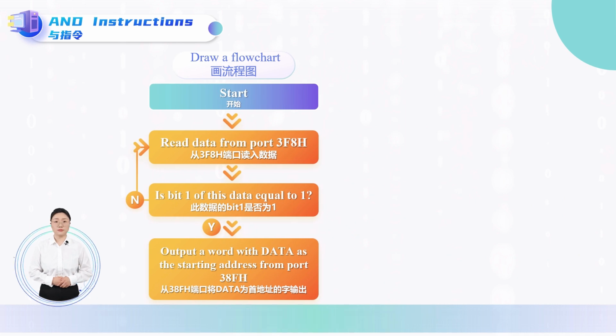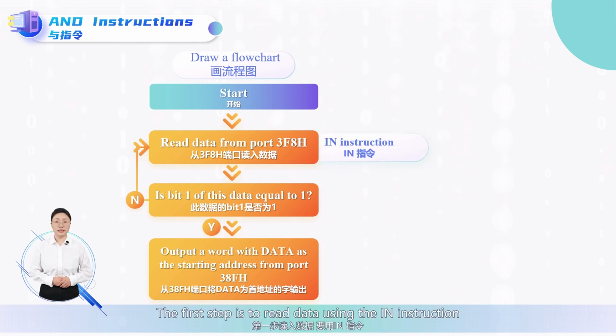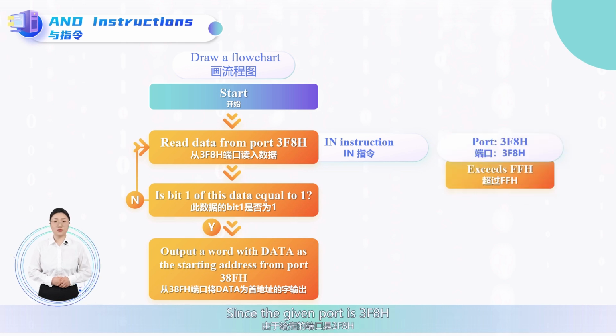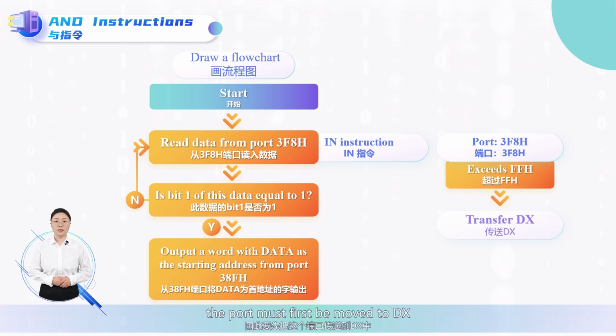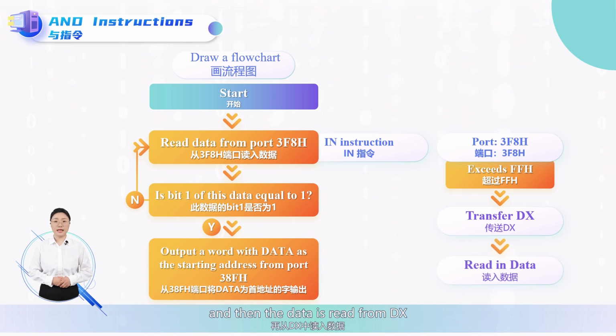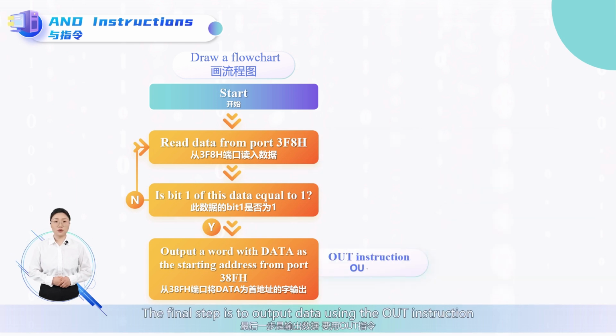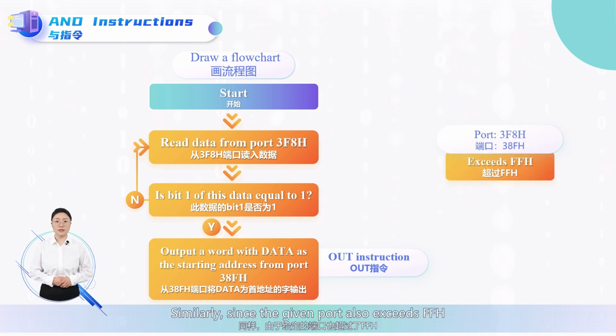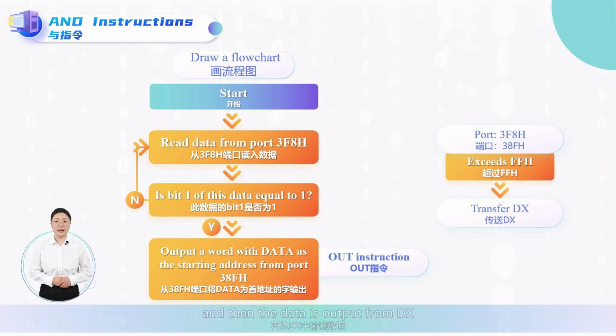let's review it. The first step is to read data using the IN instruction. Since the given port is 3F8H, which exceeds FFH, the port must first be moved to DX, and then the data is read from DX. The final step is to output data using the OUT instruction. Similarly, since the given port also exceeds FFH, the port number must first be moved to DX, and then the data is output from DX.